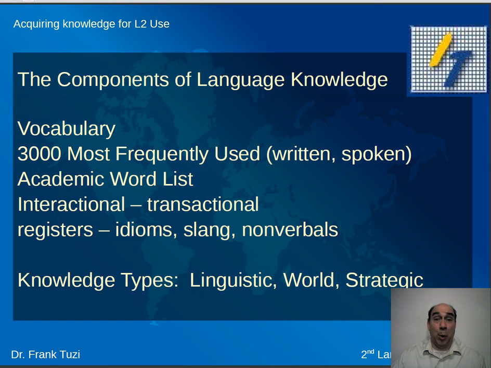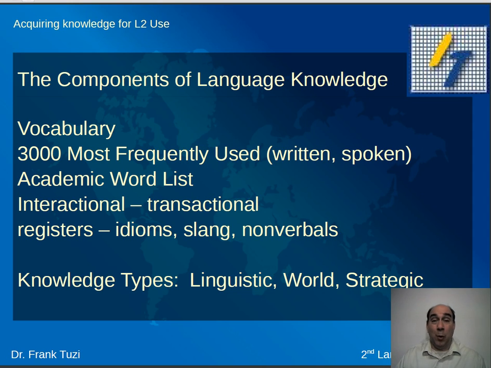Let's begin just by looking at vocabulary. In vocabulary, typically the number given is 3,000 words. Most frequently used words, whether they're written or spoken, and they are slightly different, so you'll want to know what those are. And there's also the academic word list, which is a specialized list, actually lists of words that are used in the academy and in some subset fields. And so you want to know what those are.